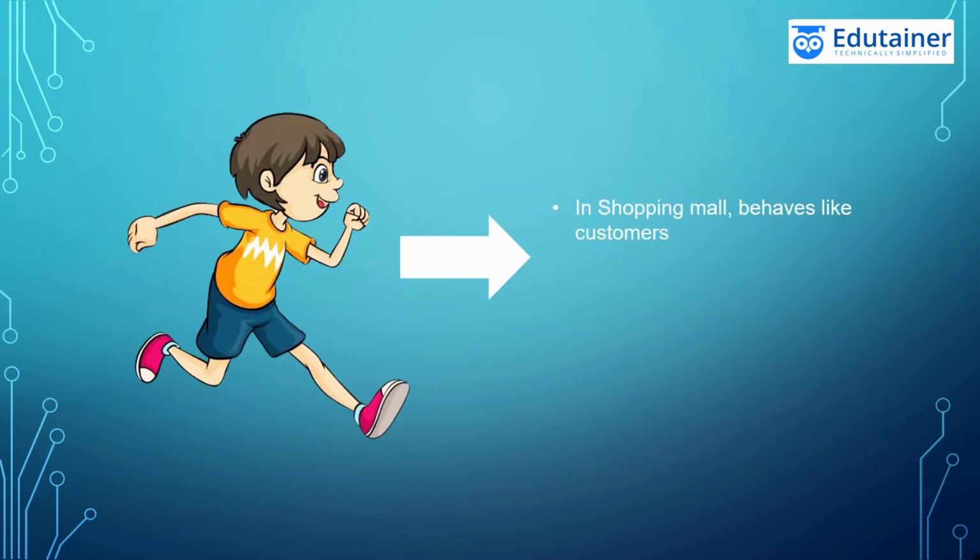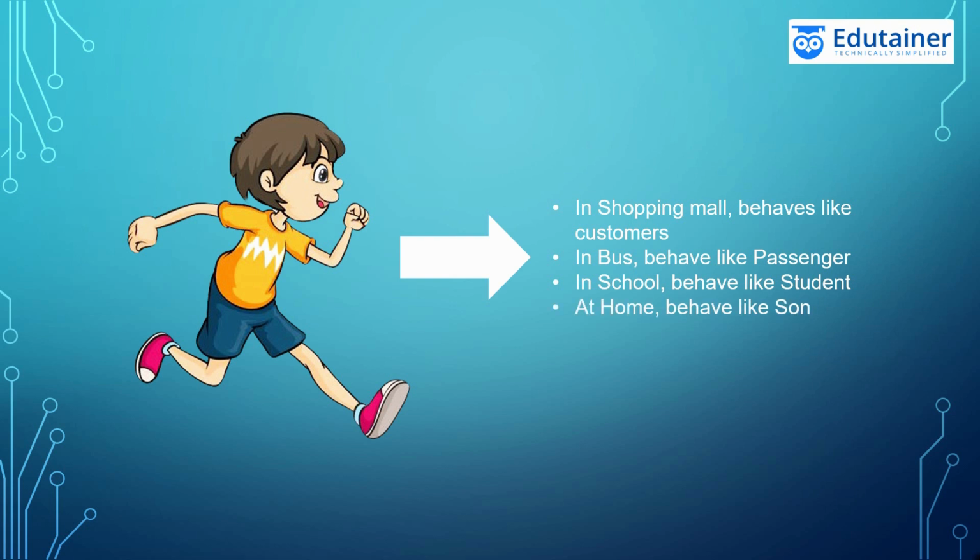Suppose you as a person in a shopping mall behave like a customer, whereas in a bus you behave like a passenger. In school you behave like a student. At home you behave like a son. So you can get an idea that a single person can behave in different forms: in a shopping mall like a customer, in a bus like a passenger, in school like a student, and at home like a son. So this is a real-time example of polymorphism. A single person behaves in different forms at different times.